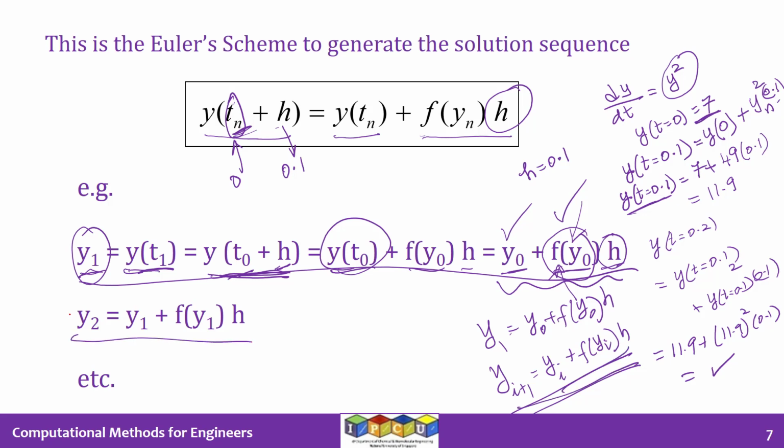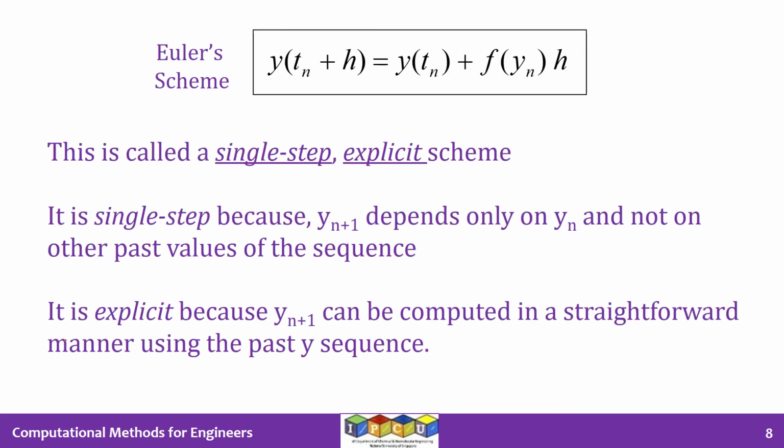So you can compute y2 now once you have calculated y1, because once you have y1, this is known, and you can evaluate the function at y1. So this would be known, and h is our choice. So therefore, I can find out y2. Once I know y2, I can find y3, and I keep going on until I want to stop. So this is the Euler scheme.